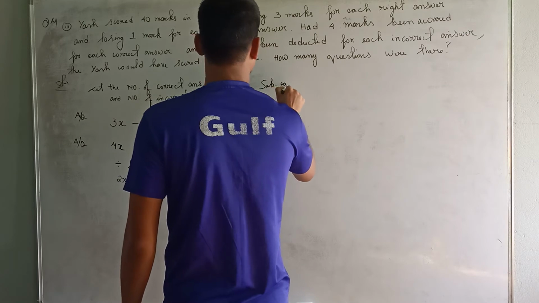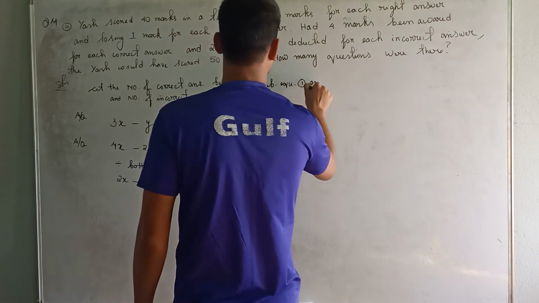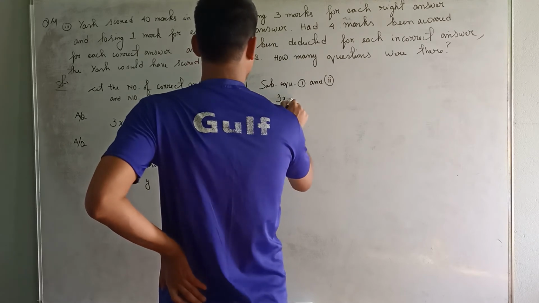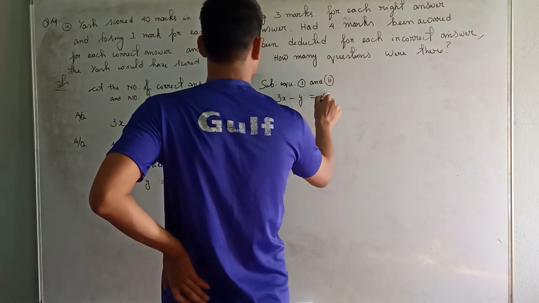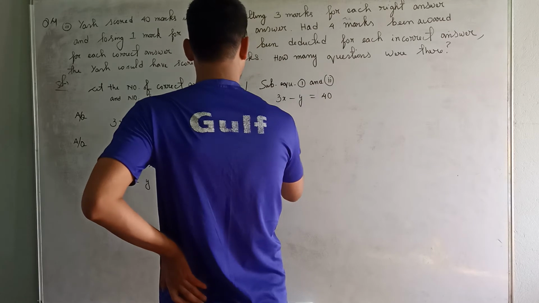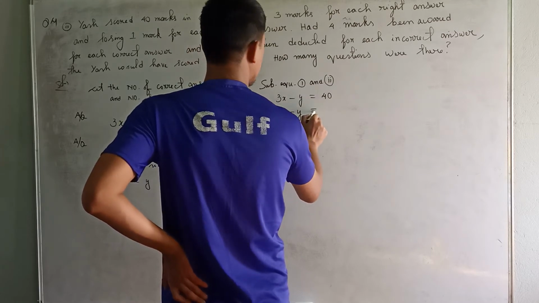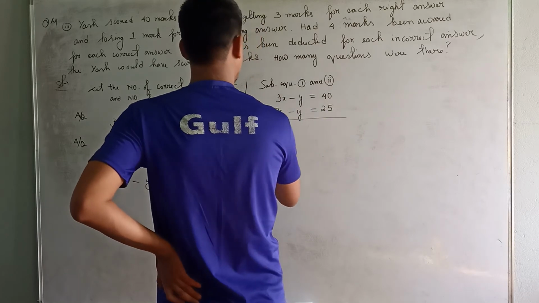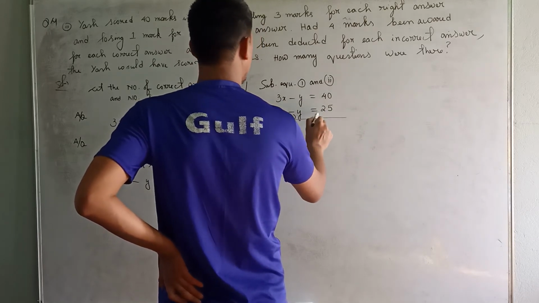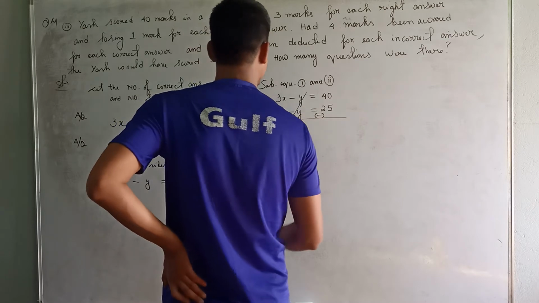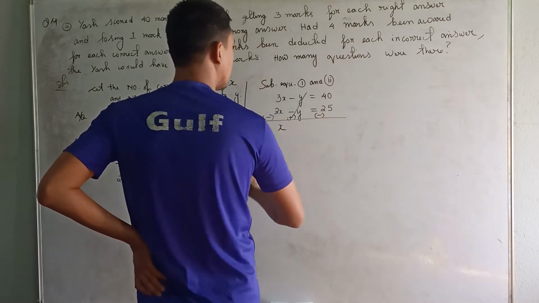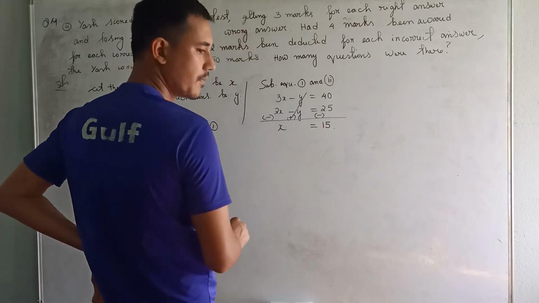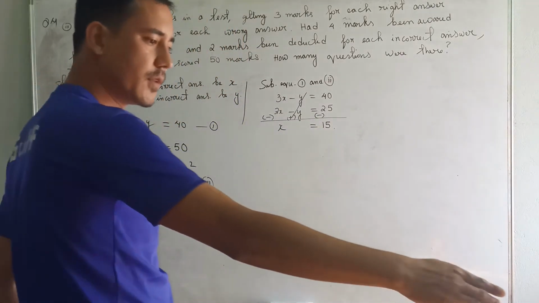Subtracting equation 1 and 2. Equation 1, 3x minus y is equal to 40. Equation 2, 2x minus y is equal to 25. Subtracting, 3x minus 2x, x only. 40 minus 25, 15, so x is 15.